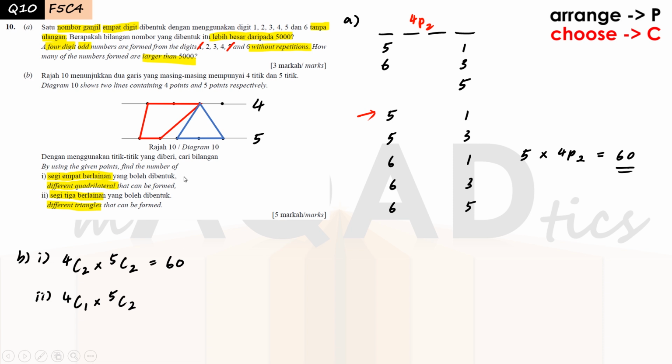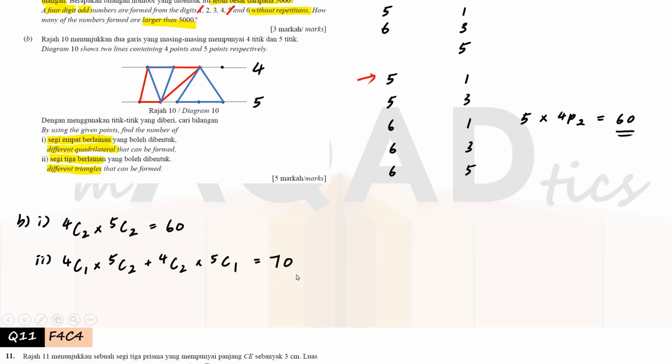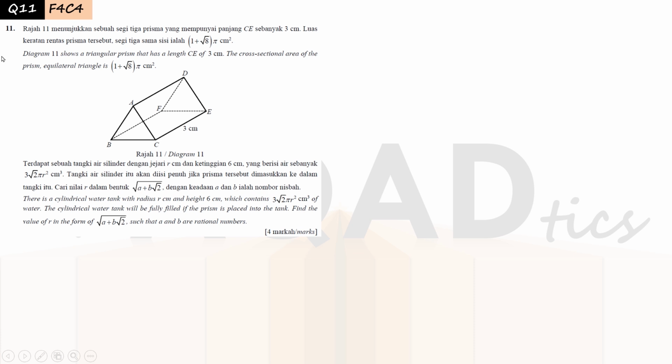The second case can be the other way around, which is the first line I choose 2 points, so here will be 4C2, and for the second line, from 5 points I choose 1 point only, so here is 5C1. Okay, so I simplify this, then I can get the number of different triangles that can be formed, which is 70. And for question 11, we are coming back to the Indices, Surds and Logarithms chapter.